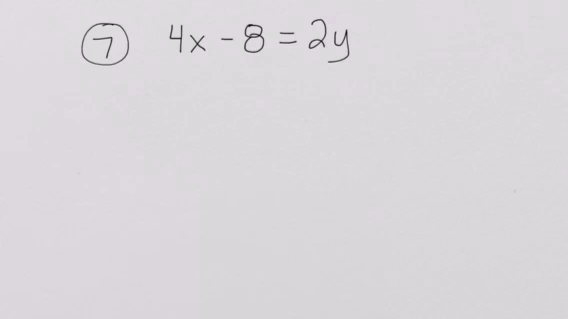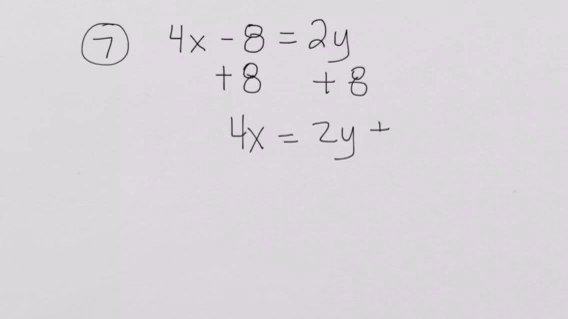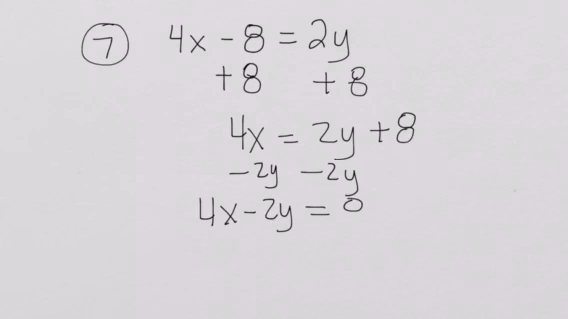4x minus 8 is equal to 2y. Our x term is on the left. He's first and he's positive. Now, we need to get the 8 on the other side. So we're going to go ahead and zero pair out the 8. So we now have 4x is equal to 2y plus 8. Now we have to get the y term on the left side. So we're going to zero pair out the y term. So we're going to have 4x minus 2y is equal to 8.